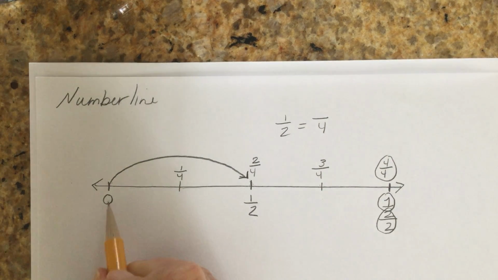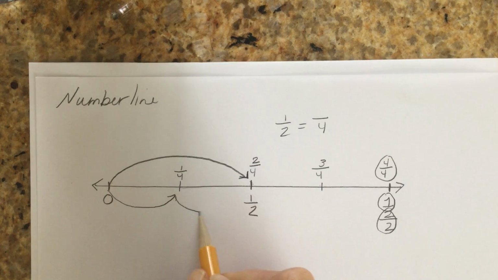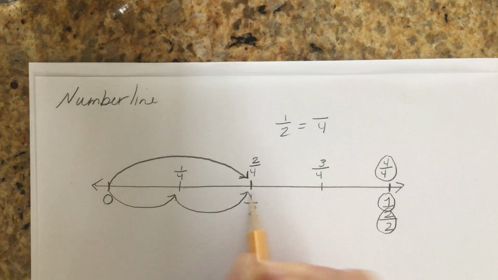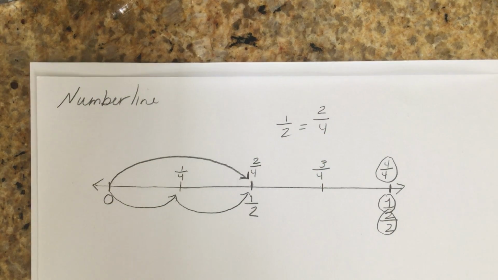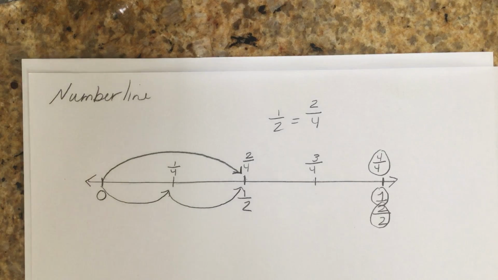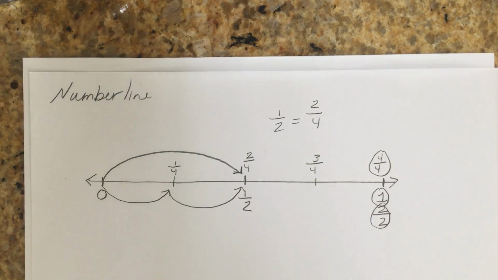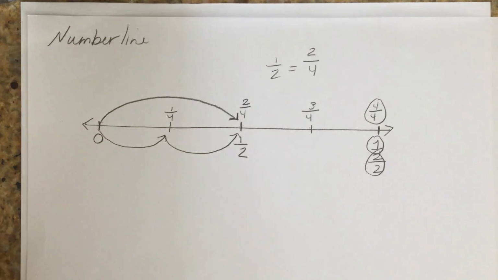So if I want to see how many fourths, well, I can see I've got 1/4 here and 2/4. So 2/4 are equal to 1/2. So you can try that out with different number lines. You could break your number line up into thirds, fourths, sixths, anything you want to, and then look for equivalent fractions. I'm going to try another one just to make sure that you understand this.